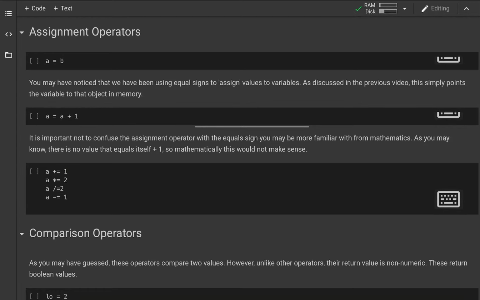But we also have some special assignment operators that use an arithmetic operator while they're assigning something. So here we have a plus equals 1. What this means is you take a, you say a is equal to itself plus 1. Or here we have a times equals 2. A is equal to itself times 2. And so this is just a shorthand. Instead of having to write that whole thing out, you can use this instead.